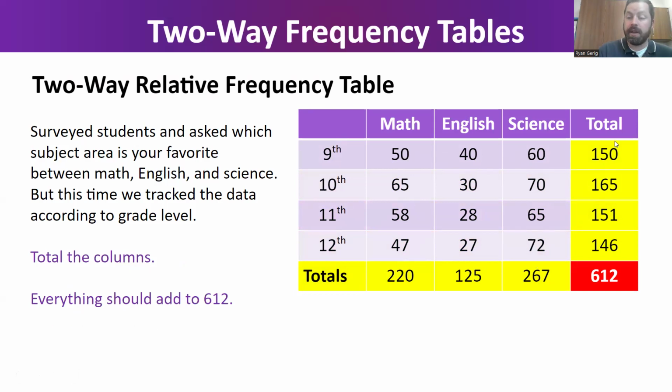One thing that's good to check, and this is going to be the end of our video here, is add up the total number of students. It should be 612. And then add up the total people that like math, the total people that liked English, and the total people that like science. That also should add up to 612. That shows that each person voted once and everybody voted.